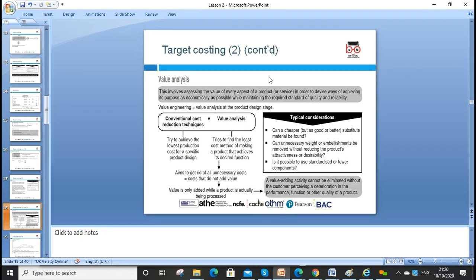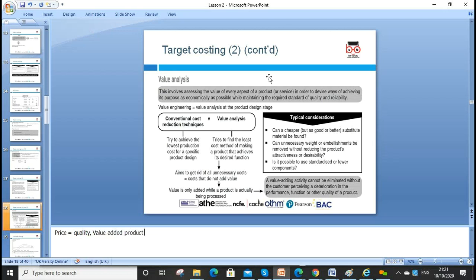With target costing, value analysis involves assessing the value of every aspect of the product, in order to devise ways to achieve it as economically as possible while maintaining the required standard quality. So when you do this, don't look at just the price, because people don't just look at the price, they want the quality. You may have heard of value-added products. Yes, we need to make sure we do that.